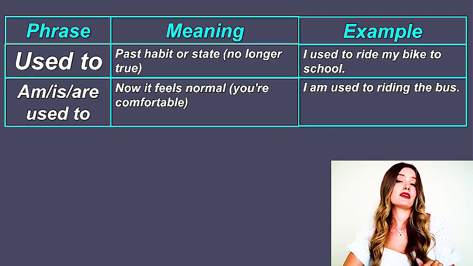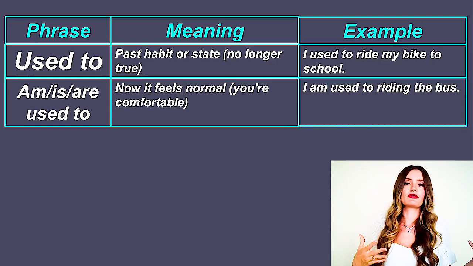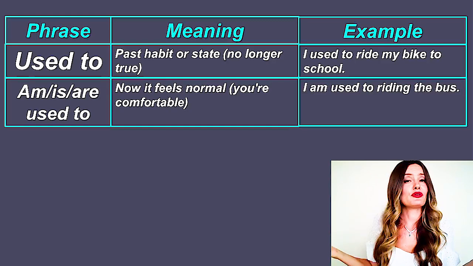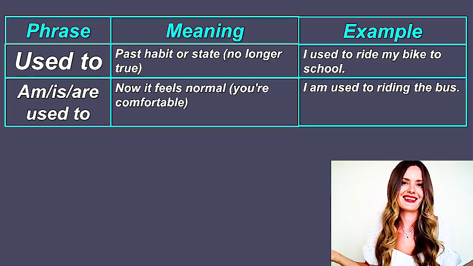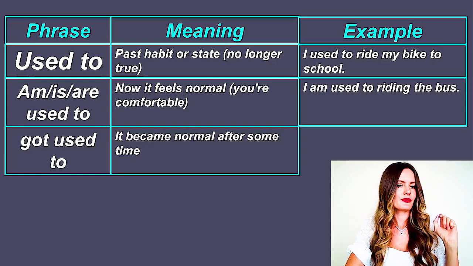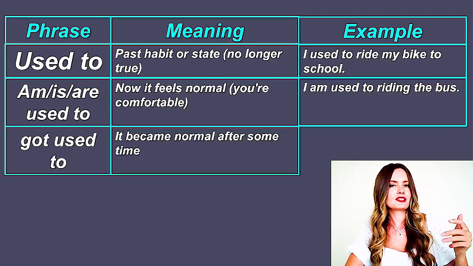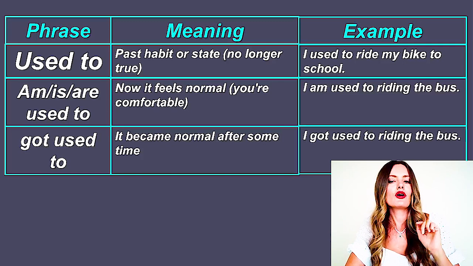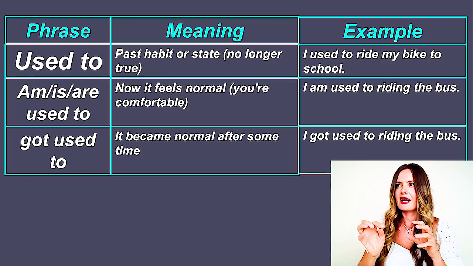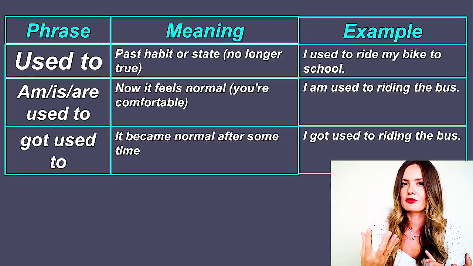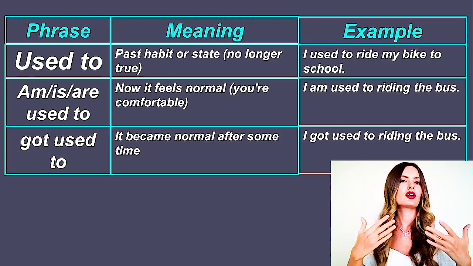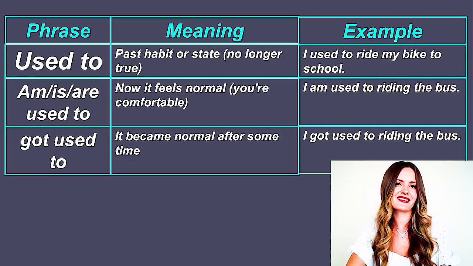I'm used to riding the bus, so it's normal for me. I'm comfortable. I'm used to riding the bus. It's okay. I'm used to it. Got used to. It became normal after some time. I got used to riding the bus. So in this sentence, at the beginning it wasn't comfortable for you, but then it became normal after some time. I got used to riding the bus.